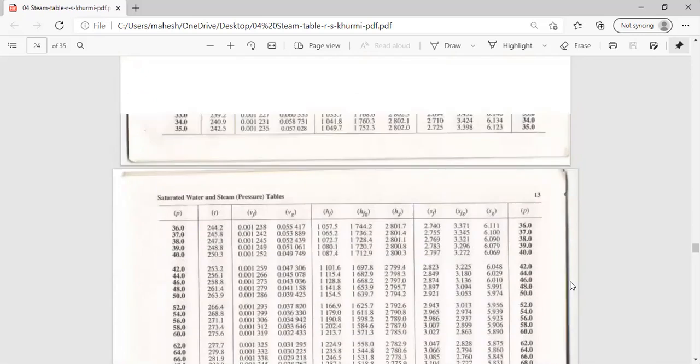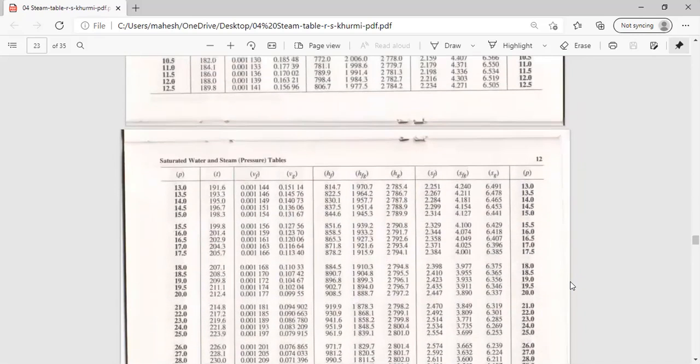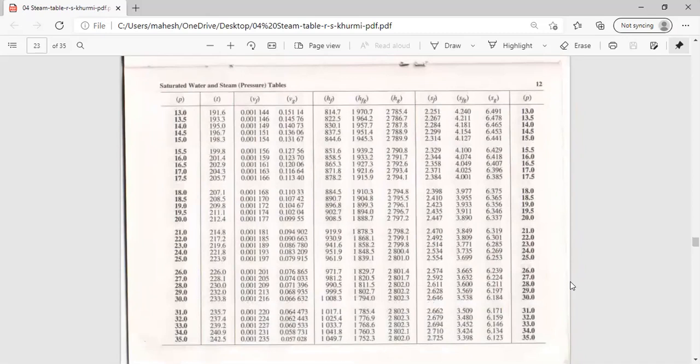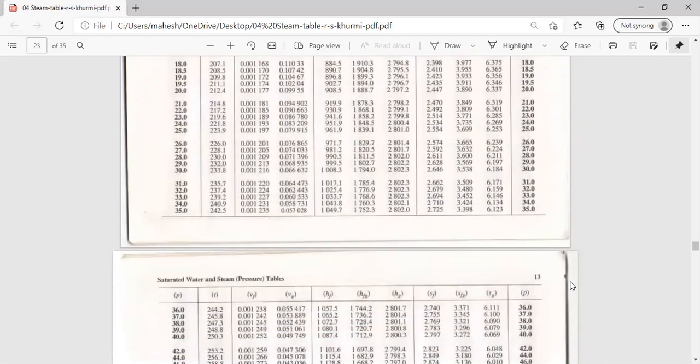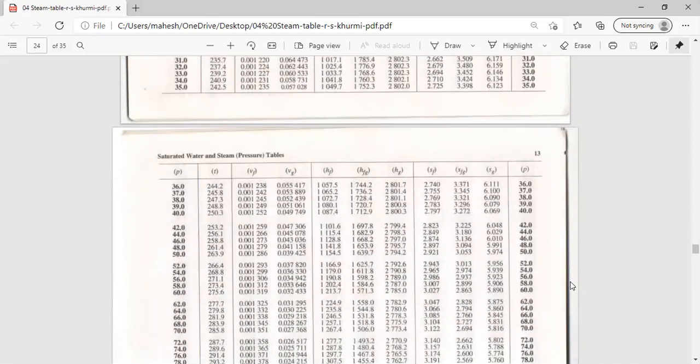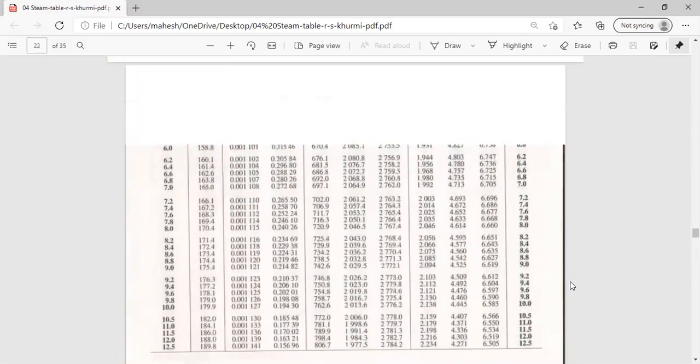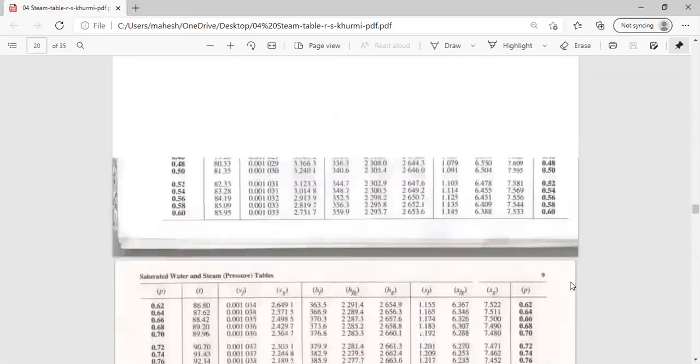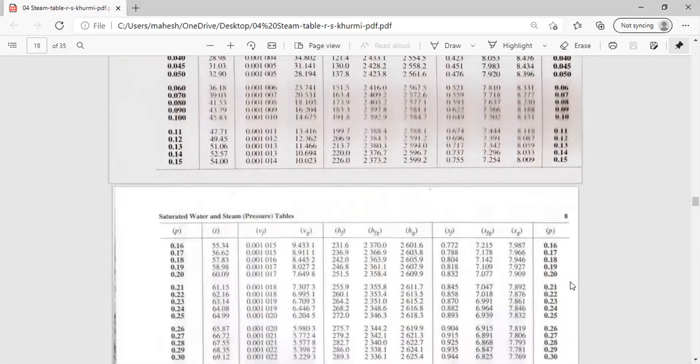Now, if you just scroll through the steam tables, you'll find that as the pressure goes on increasing, the boiling point also increases. Okay, at a pressure of 13 bar, the boiling point is 191. At a pressure of 26, it becomes 226. At a pressure of 36, it becomes 244. At a pressure of 50 bar, it becomes 263.9. So as you go on increasing the pressure, the boiling point increases. So these tables are called saturation tables, saturated water and steam tables.